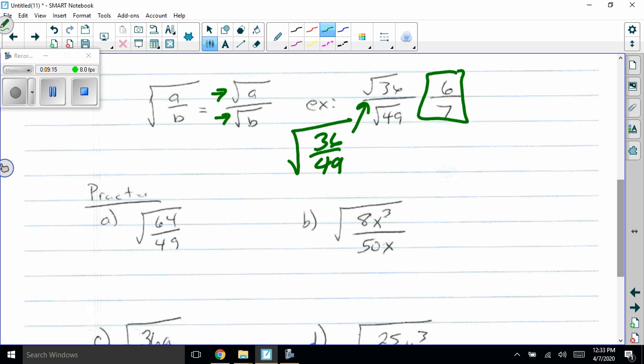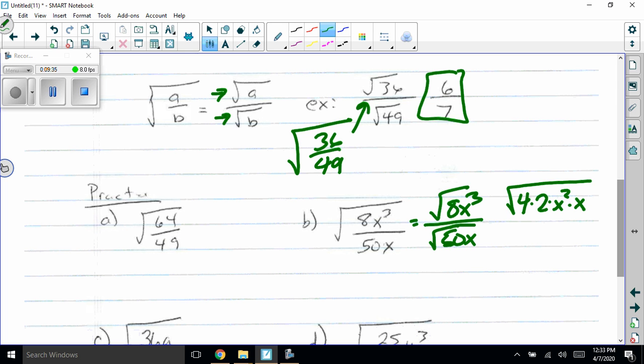Let's go ahead and do b here. A is going to be just like that. So let's go ahead and split this. So we have radical 8x cubed on top over radical 50x. 8 breaks down to 4 times 2. And then x cubed is x squared times x. All of that inside the radical.